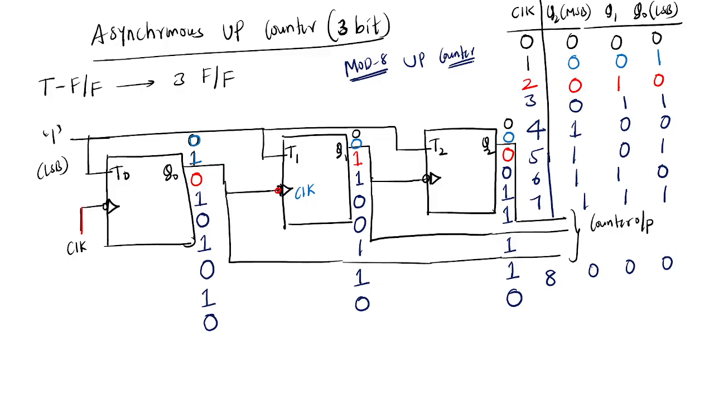Sir, why is it called an up counter? Because first, see here, at the 0 clock pulse it starts from 0. Next it comes to 1, then 2, 3, 4, 5, 6, 7, and after 7 it comes back to the initial state, 0. So how many states, how many counts is it counting? Mod 8 counting means it counts from 0 to 7.